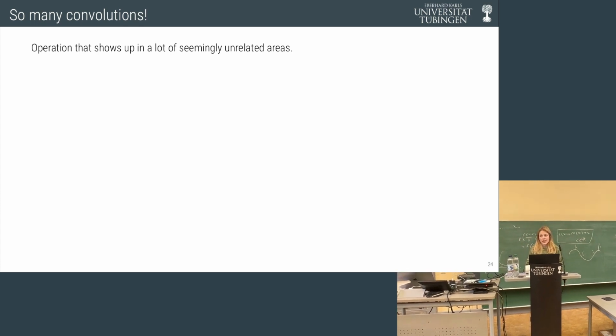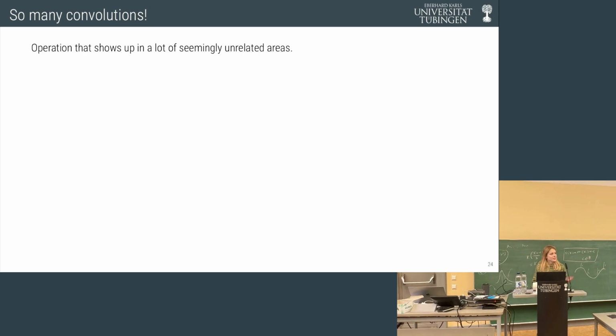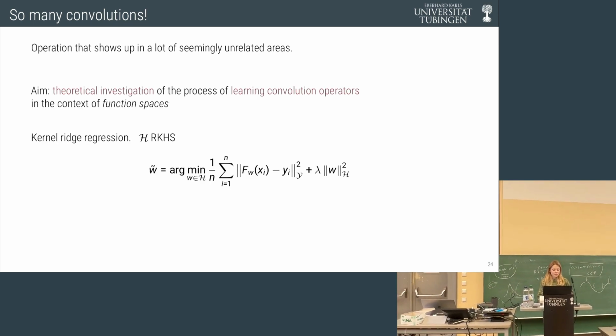So it's an operation that actually shows up in a lot of seemingly unrelated areas. And now the nasty part comes in: we wanted to investigate theoretically how to learn it, and we do it in the language of the RKHS or Gaussian processes. So we look to learn from data in a reproducing kernel Hilbert space.